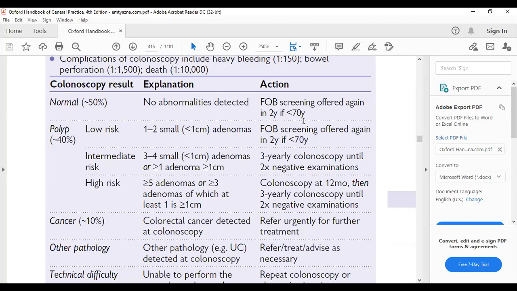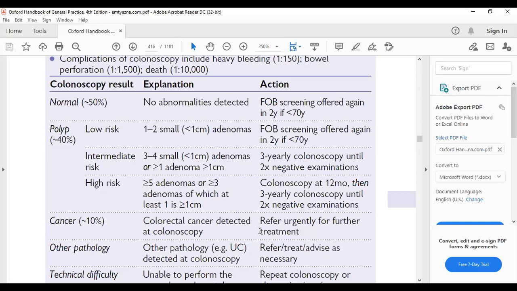So you did a colonoscopy and you find out there are polyps. Then you see what kind of polyps they are. If it's a low risk, like 1 to 2 small adenomas, then you step down and do FOB. If you have intermediate risk, that is 3 or 4, then you do 3 yearly colonoscopies. If it is high risk, then colonoscopy at 12 months and then 3 yearly. If the colonoscopy result shows cancer straight away, then you need to refer the patient for cancer management.